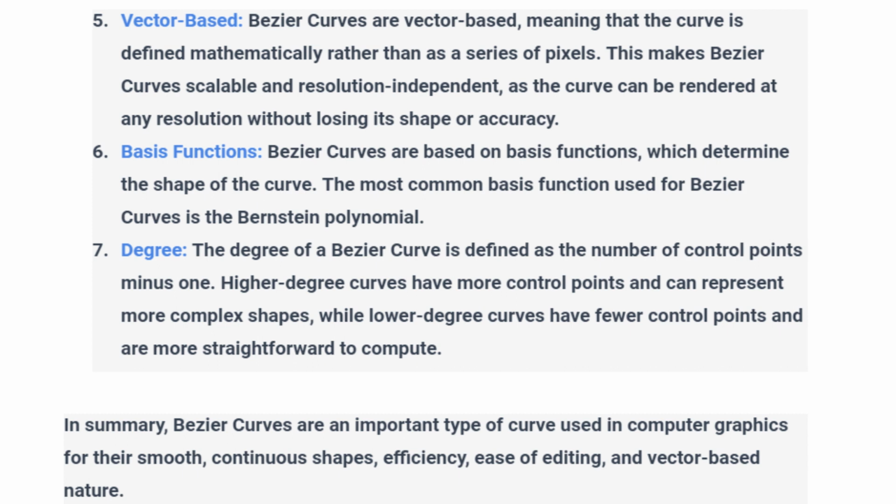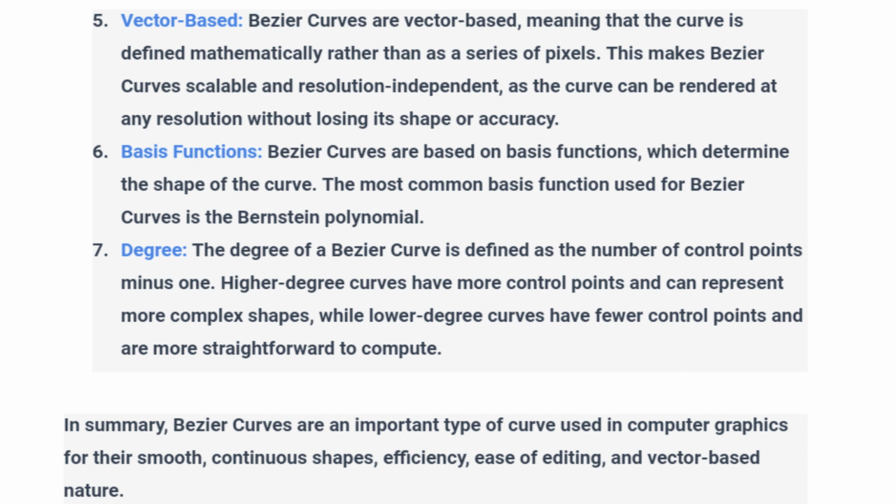Bezier curves are based on basis functions, which determine the shape of the curve. The most common basis function used for Bezier curves is the Bernstein polynomial. Degree. The degree of a Bezier curve is defined as the number of control points minus 1. Higher degree curves have more control points and can represent more complex shapes, while lower degree curves have fewer control points and are more straightforward to compute.